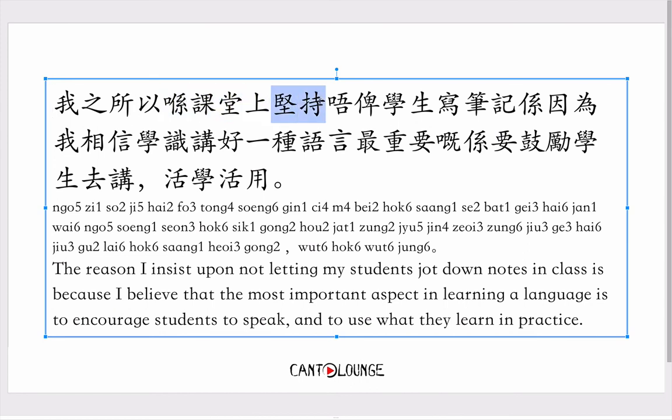堅持, insist on, 唔俾學生, not allowing students to, 寫筆記, to jot down notes, is because 係因為我相信, I believe that 學識講好一種語言, to learn how to speak a language, 最重要嘅係, the most important aspect is, 要鼓勵學生去講, is to encourage, 鼓勵 is to encourage, 學生去講, encourage students to speak, 活學活用, and then use it and adapt it in real life.